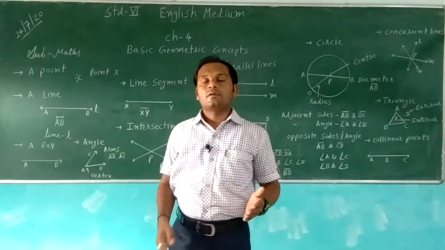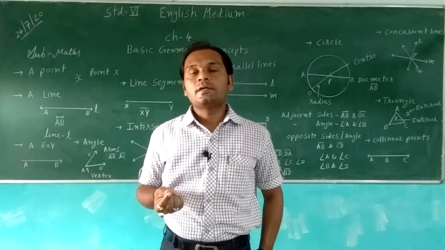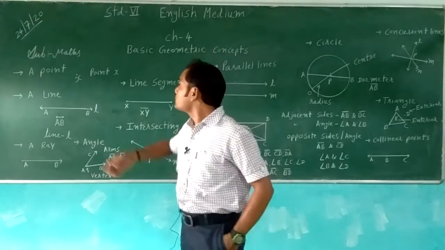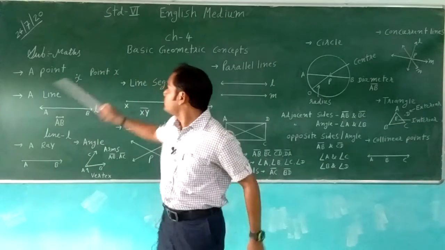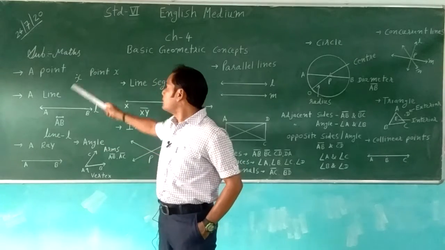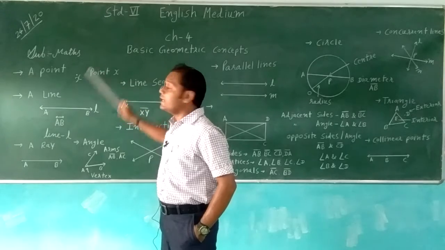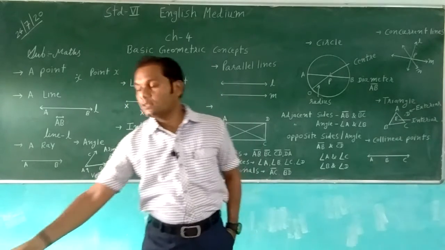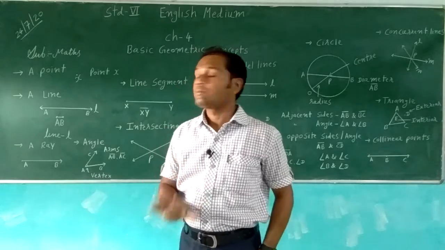A small dot is called a point and it is read as point X. Here I kept a point with the name X. The point name is X, and we can read it as point X. So a small dot is called a point.